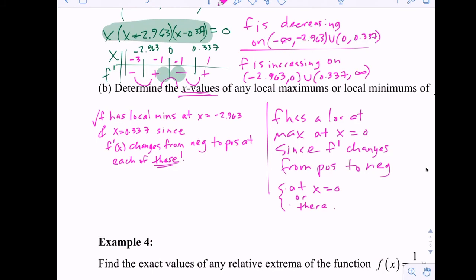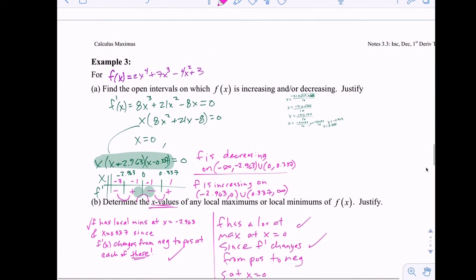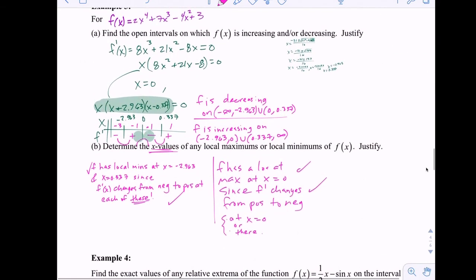Okay, so that would get another check for the justification on each of those. So that last part is worth 4 checks. All right, there you go. Any questions on that?